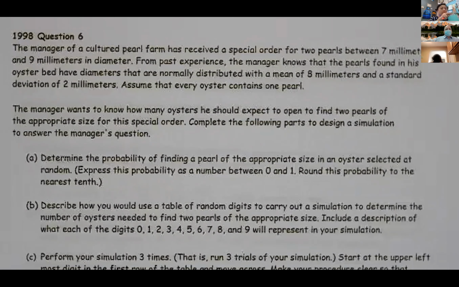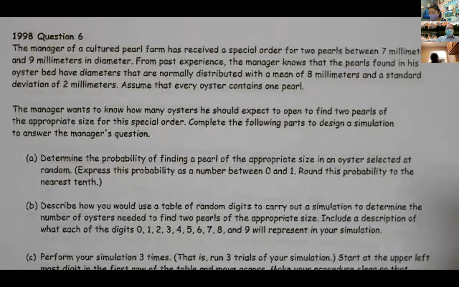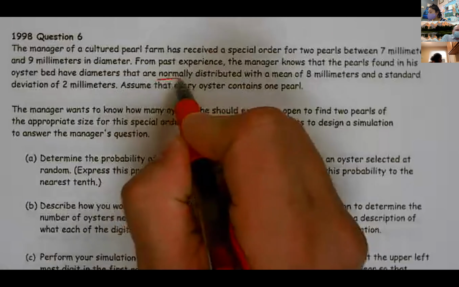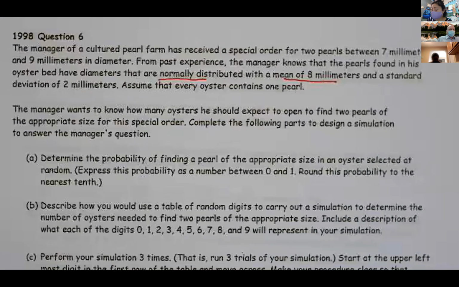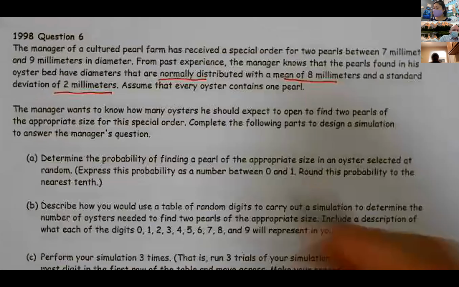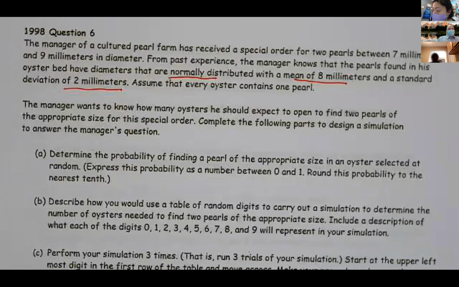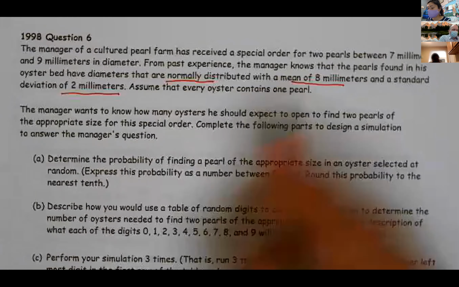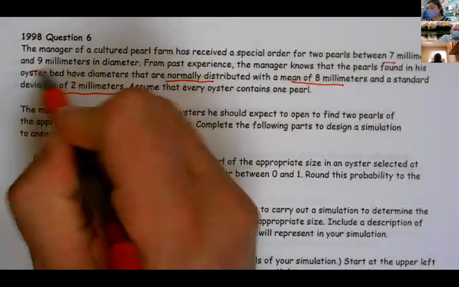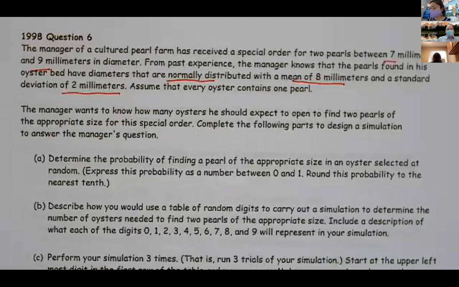So the manager of a cultured pearl farm has received a special order for 2 pearls between 7 millimeters and 9 millimeters in diameter. From past experience, the manager knows that the pearls found in this oyster bed have diameters that are, oh, there's a wonderful key word, normally distributed with a mean of 8 millimeters and a standard deviation of 2. The manager wants to know how many oysters he should expect to open to find 2 pearls of the appropriate size for this special order. So we're looking for 7 to 9 millimeters, and we're going to need 2 pearls of that size.